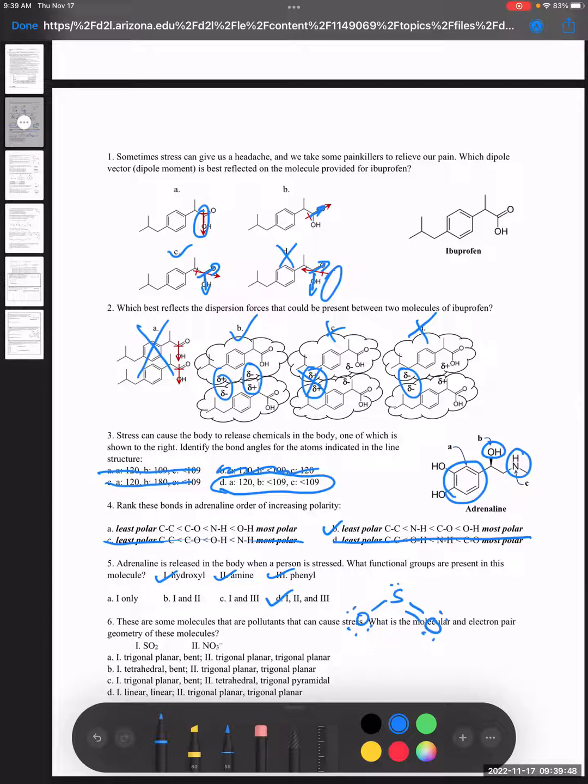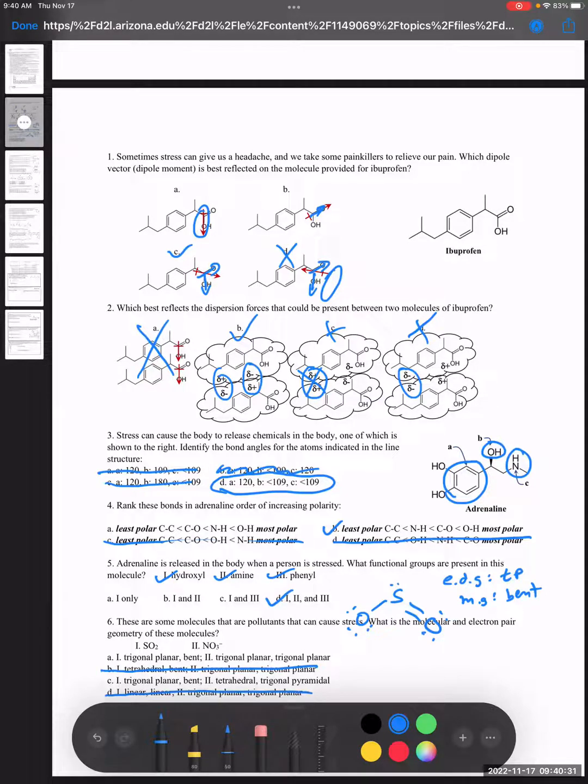You have 3 electron domains: 1 lone pair, 1 single bond, and 1 double bond, and they're going to arrange in a trigonal planar geometry. So the electron domain geometry must be trigonal planar, and the molecular geometry, the shape of the molecule, is going to be bent. That leaves us with trigonal planar, bent. So we can eliminate options B and D.